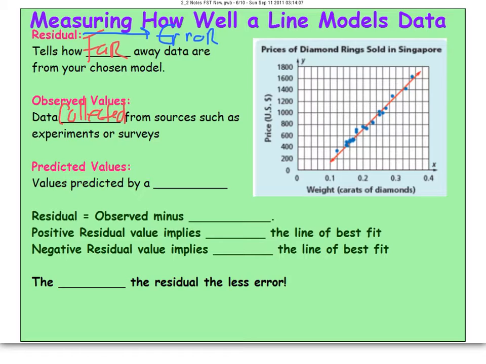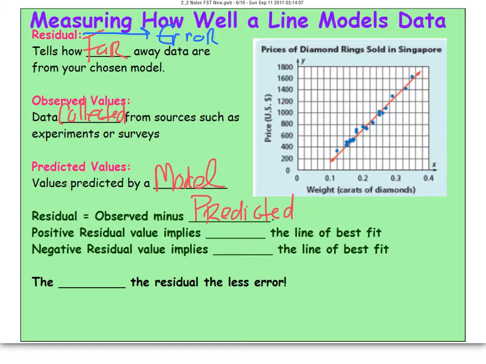Whereas the predicted values are the values predicted by a model. So when you come up with an equation of a line, that's the model, and when you use that to predict, that's a prediction. To compute a residual, all you do is you take your observed value minus your predicted value. Now, you're either going to get a positive residual value or a negative residual value.